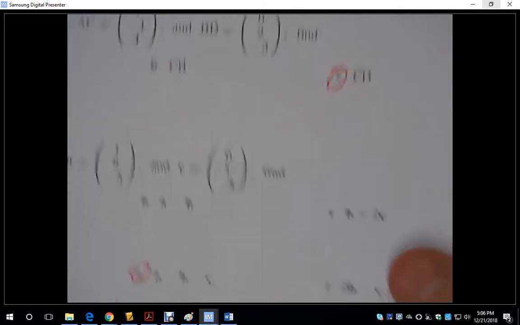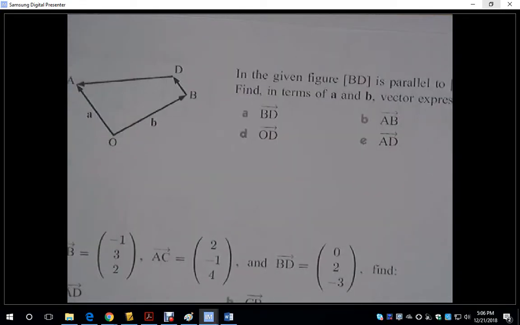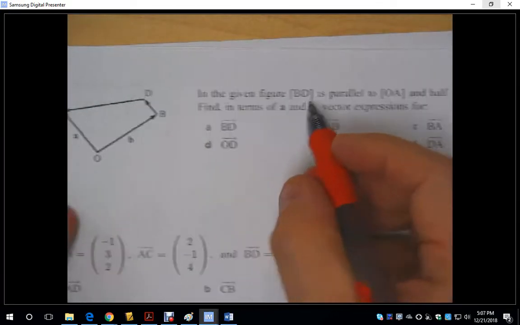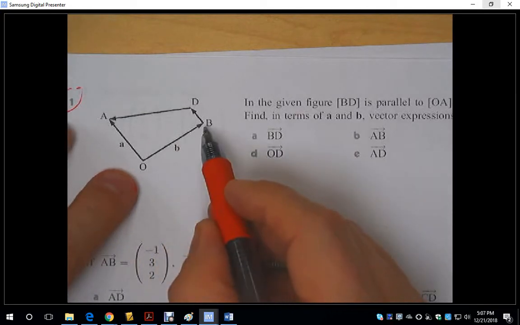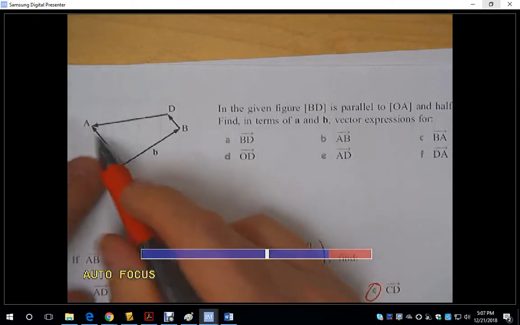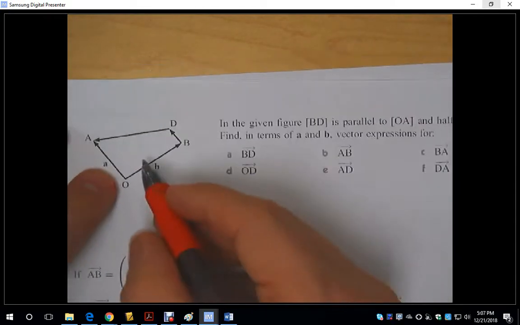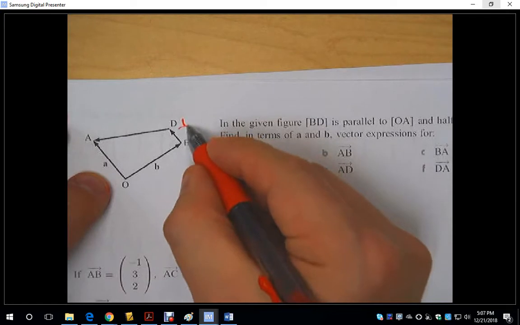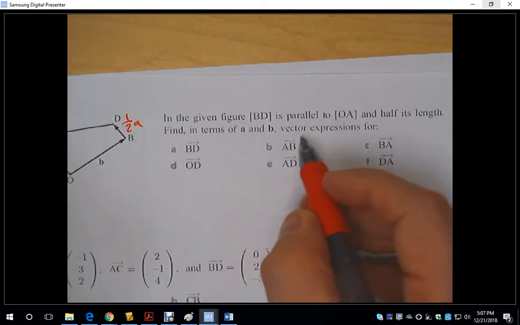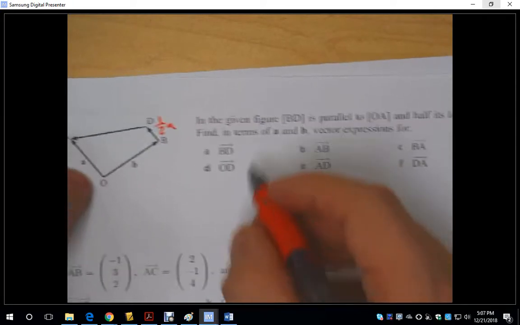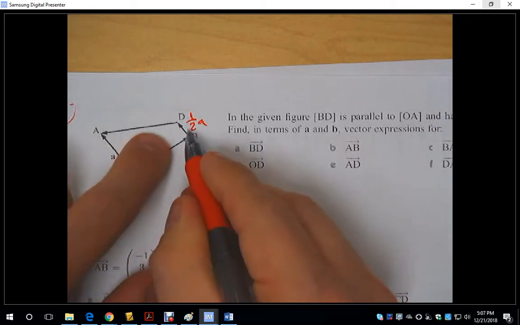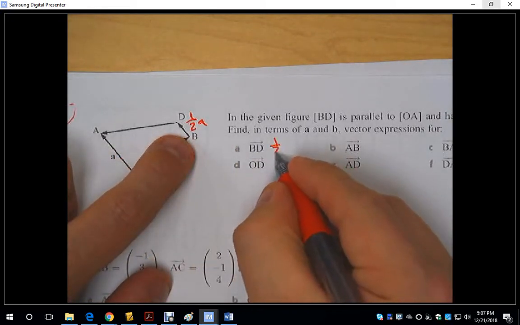Okay, wow, there's still a lot of problems left. I'm not progressing as fast as I would like to. In the given figure, this distance from B to D is parallel to O to A and half its length. So whatever A is, this is half of A. Find, in terms of A and B, the vectors expressed. So I want to find the vector from B to D. Well, that's just 1/2 A.